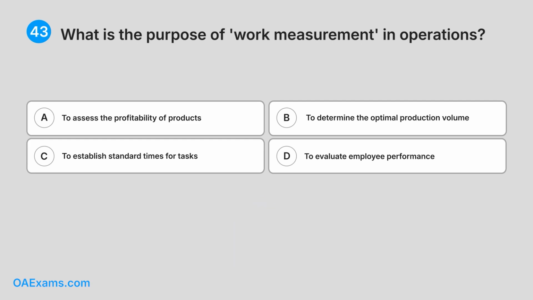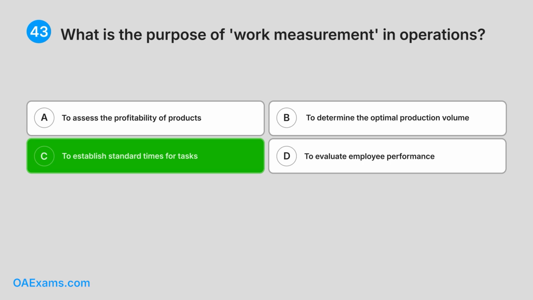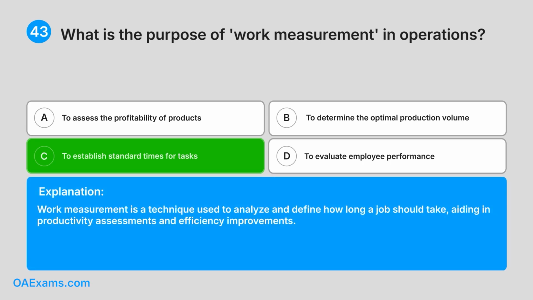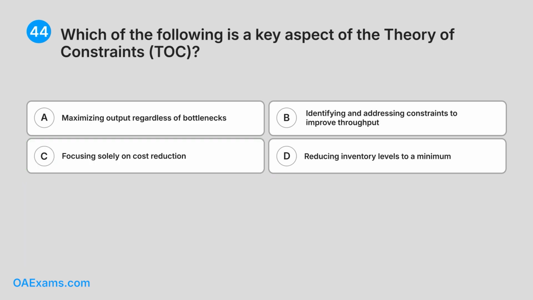Correct answer. C. To establish standard times for tasks. Explanation. Work measurement is a technique used to analyze and define how long a job should take, aiding in productivity assessments and efficiency improvements. 44. Which of the following is a key aspect of the theory of constraints?